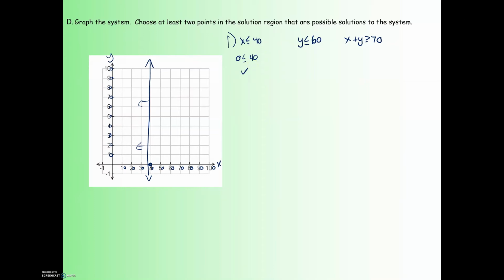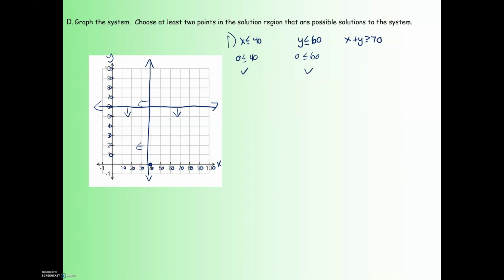My next one, Y is less than or equal to 60. So on my Y axis, I find 60. It's another solid line because Y could also be 60. And Y is less than 60, so I'm underneath. Also, you can check a point, and you find that the point 0, 0 does satisfy the inequality. So I am below.